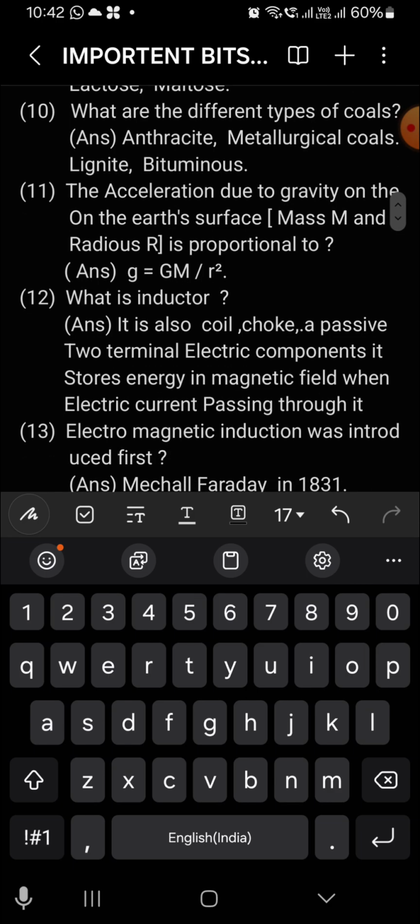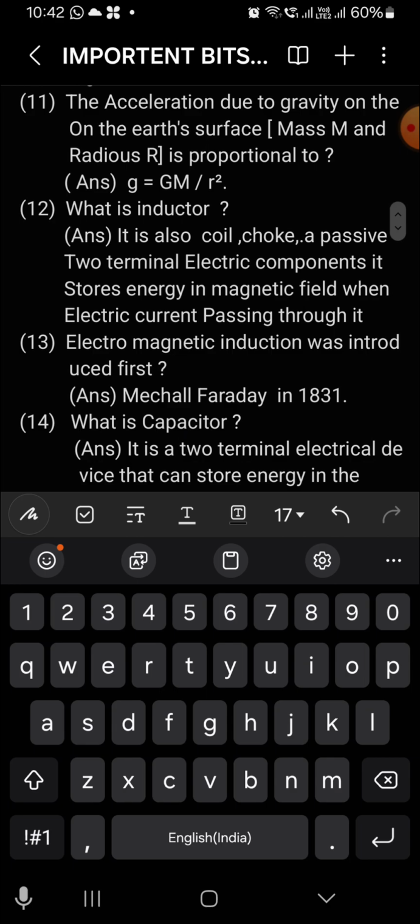The next question. What are the different types of coal? Anthracite. It is very costly and very hard, and its calorific value is the maximum. Metallurgical coal is generally used in metallurgical processes in steel plants. Lignite and bituminous coals are the commercial coals, and they are used in thermal power plants.